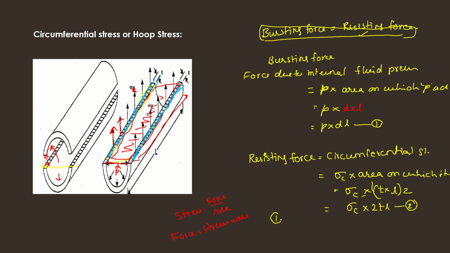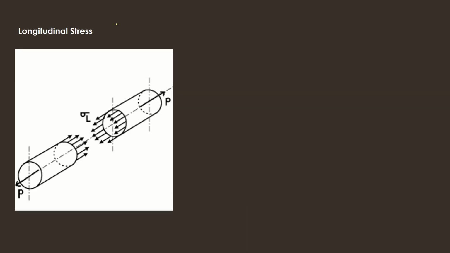For the limiting case, I said bursting force is equal to the resisting force. So equate equations 1 and 2. What will happen? P into d L is equal to sigma c into 2tL. So sigma c can be written as P d L by 2tL. L, L cancel, P d by 2t. Take it as equation number 2. Right? So that is about circumferential stress. Let us move to longitudinal stress. Initially we have sigma c is equal to P d by 2t, and we have taken that as equation number 2.